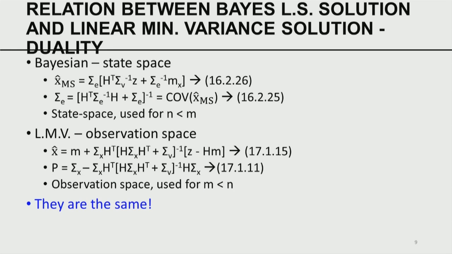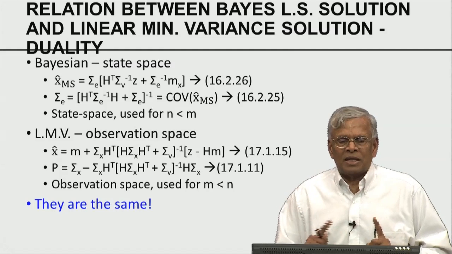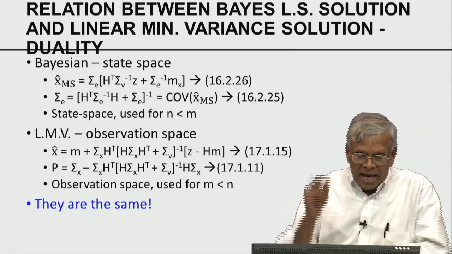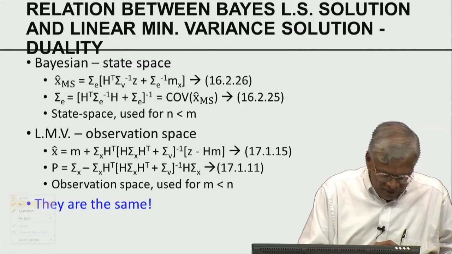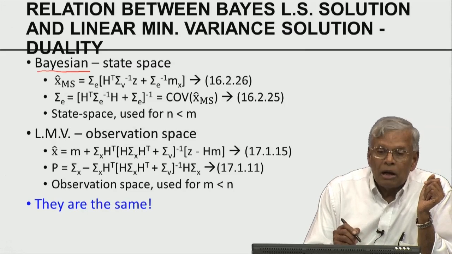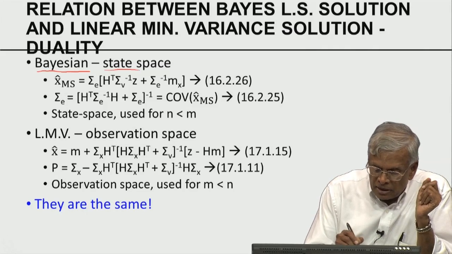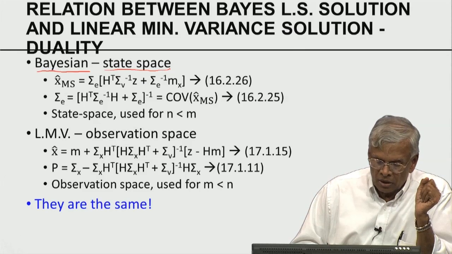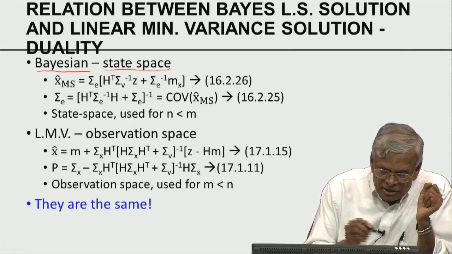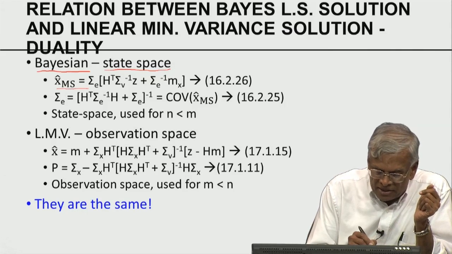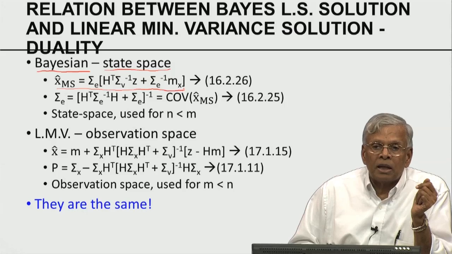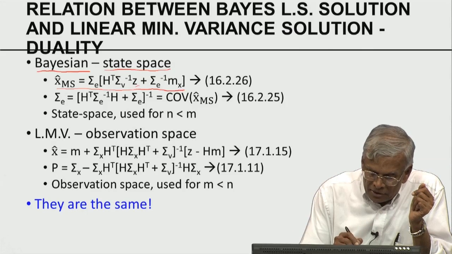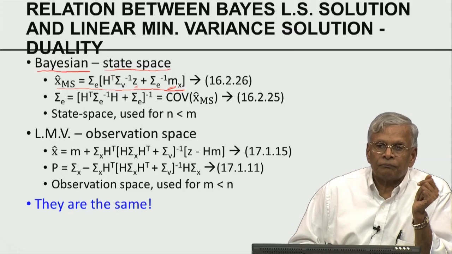Now I would like to build a relation between the Bayesian least square solution and the linear minimum variance solution and introduce a sense of duality between the two. To that end, I am going to recall what we have done. The Bayesian approach does the calculation in what is called the state space R^n. So in the Bayesian approach, you may recall from our previous analysis, this is the structure of the optimal estimate. The optimal estimate is the linear combination of observation z and the prior mean.